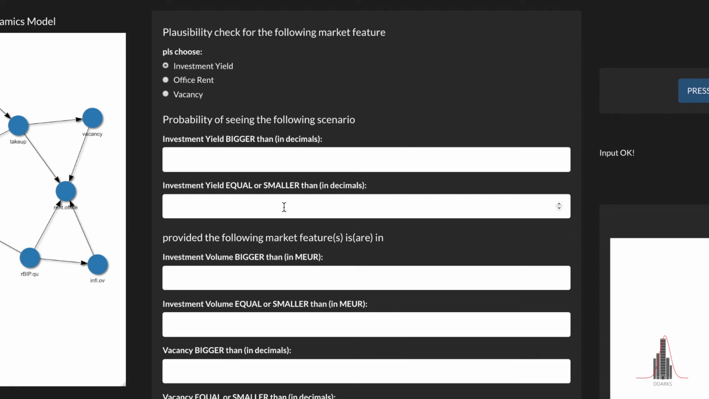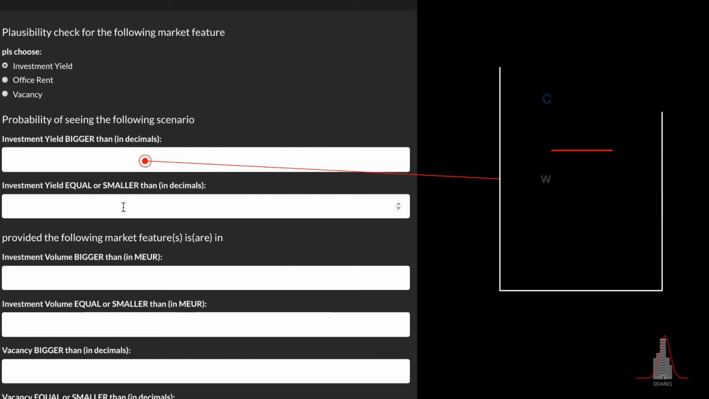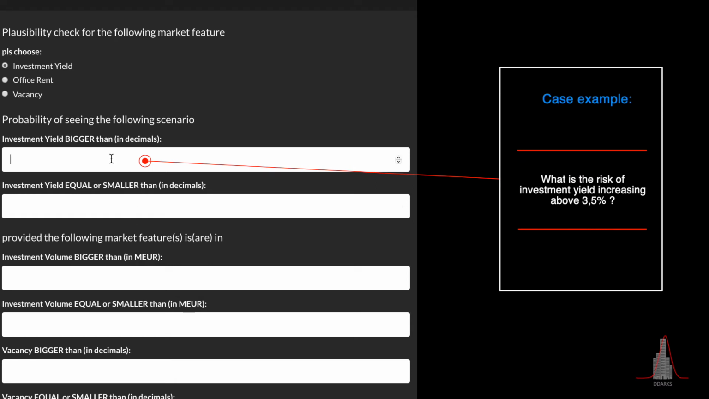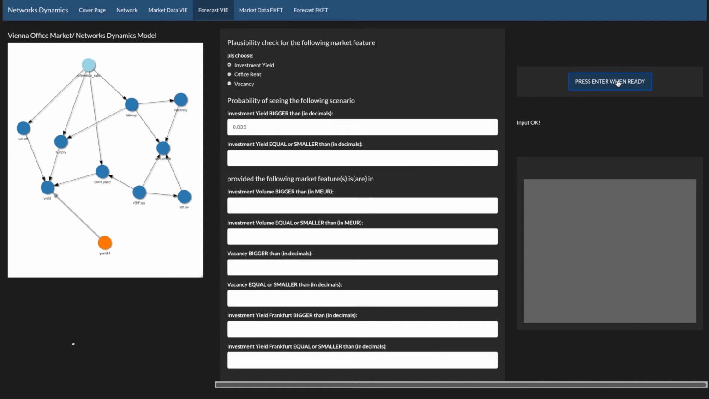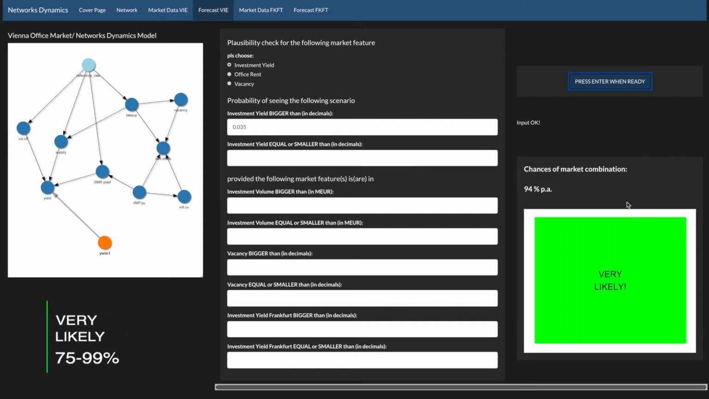My basic question would be, for example, I fear that the investment yield will increase for the time being, and I would like to know how much is the risk of an investment yield increasing, let's say, above 3.5%. And then it shows you the probability in this market of an investment yield increasing above 3.5%. And as you can see, the chances are quite high. It's about 94%. So we have a green flag here.